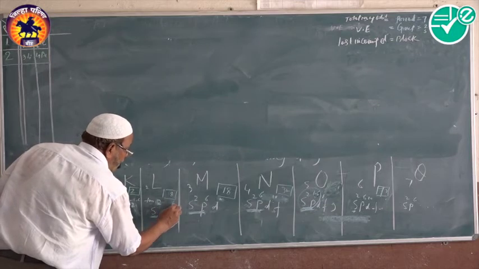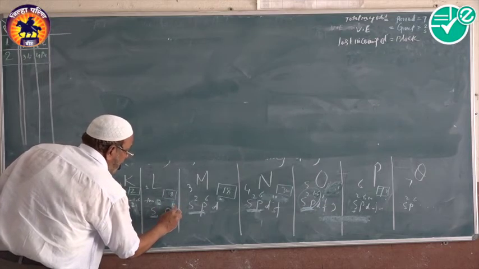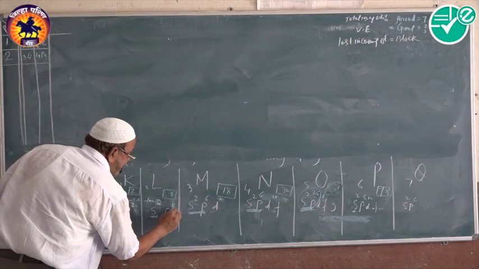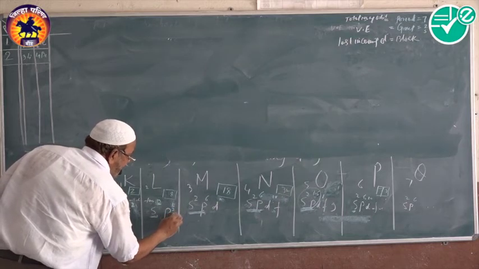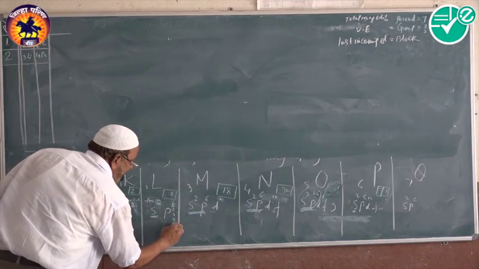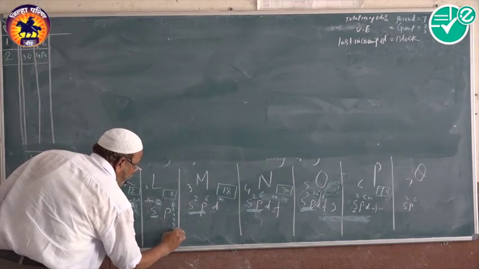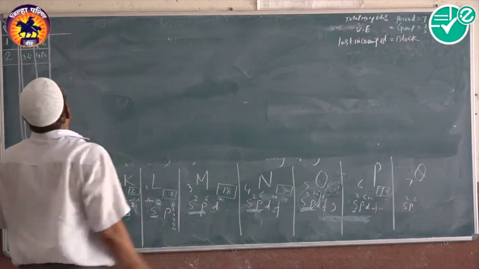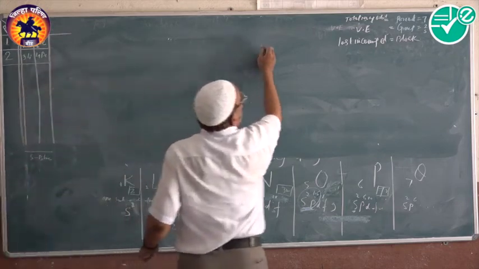Means boron 5, and 6, 7, 8, 9 and 10 will be P block. Okay, now it will be P block.